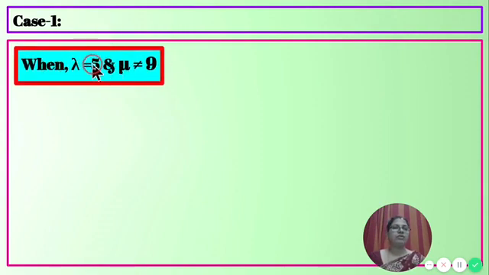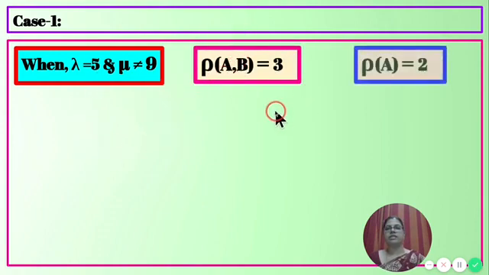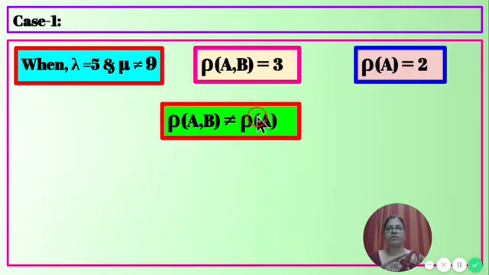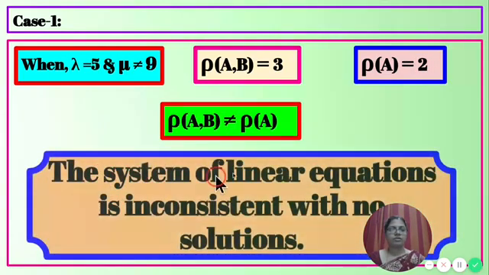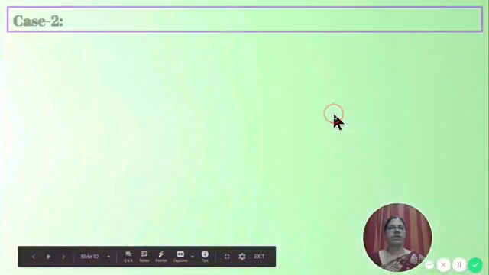Lambda value is 5 and mu value is not equal to 9. Then we can say the rank of (A, B) is 3 and rank of A is equal to 2. So rank of (A, B) is not equal to rank of A. So the system of linear equations is inconsistent with no solution. Let us see case 2.